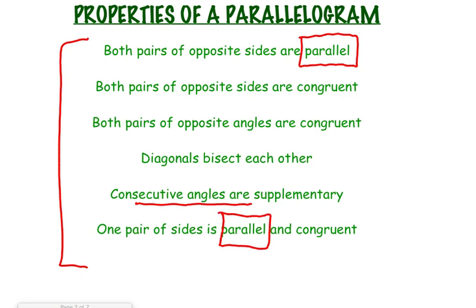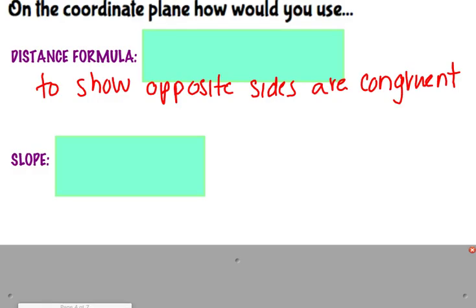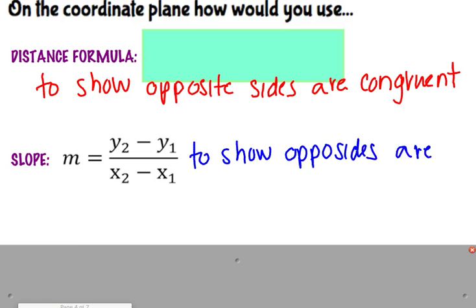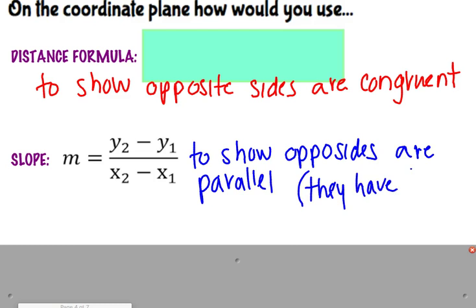So key thing there, I can show lines are parallel based on their slopes. So that's how we would use it to show opposite sides are parallel. And again, what do you know about parallel lines? They have the same slope. All right, kiddies. Good work.